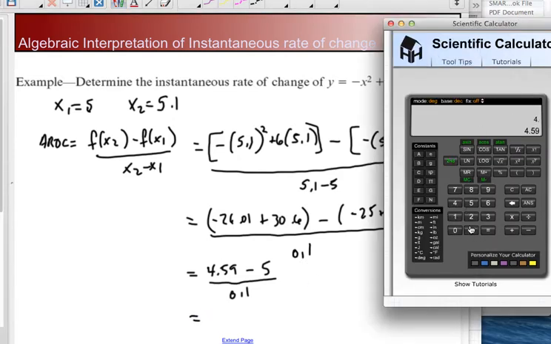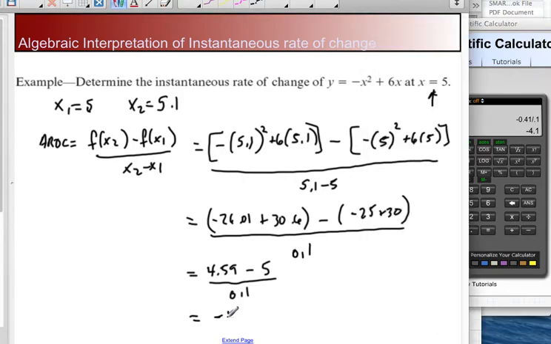So we got 4.59 subtract 5 equals that. I'm going to divide that by 0.1, for negative 4.1. Okay, so that's my first estimate for my average rate of change. I got negative 4.1 for the slope of that secant line. Remember, it was a secant line we drew, or we calculated the rate of change.